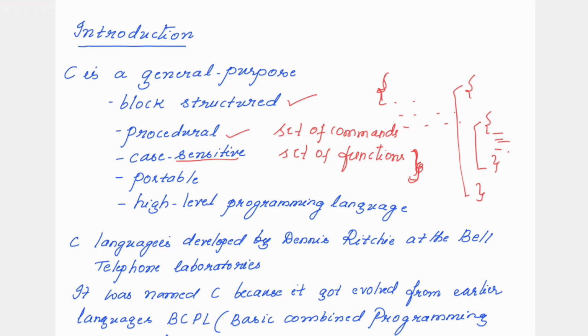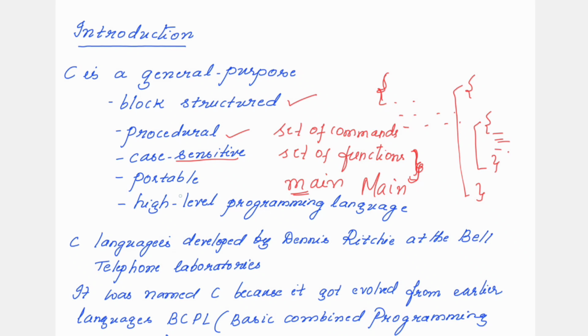For example, if you start writing a statement using the keyword main, you have to write it in lowercase. If this letter M is in uppercase, this will give an error. Uppercase is not allowed. That's why we say the C programming language is a case sensitive language.